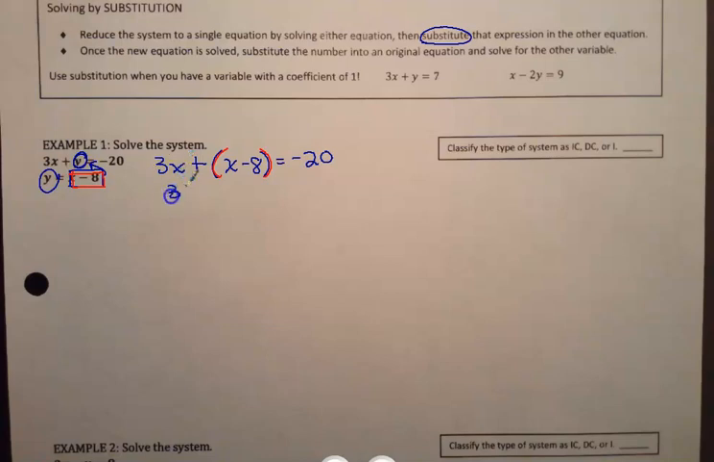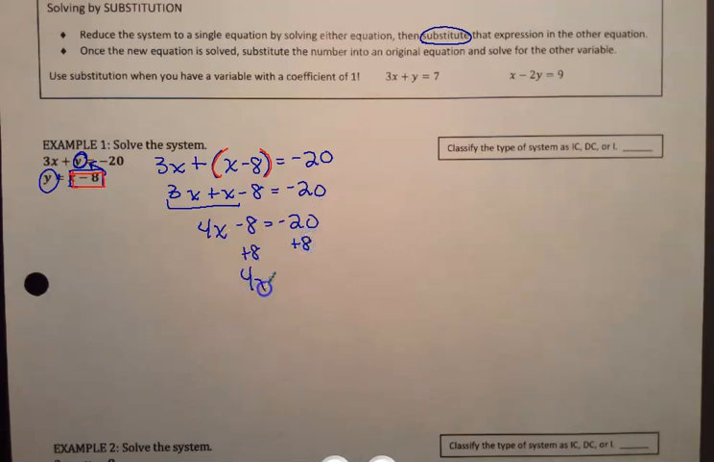All right, so there's nothing we can do inside the parentheses. There's no distributing to be done, so we're left with 3x plus x minus 8 equals negative 20. We can combine like terms. 3x plus x is 4x minus 8 equals negative 20. We're going to add 8. So we have 4x equals negative 12. Divide by 4. And we have x equals, good, negative 3.